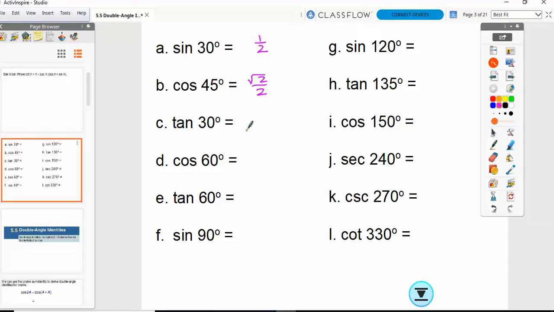Tangent is square root of the top over square root of the bottom, so radical 1 over radical 3, which turns into radical 3 over 3. Cosine of 60, so cosine is the bottom, so radical 1 over 2, so 1/2. Tangent, radical 3 over radical 1 is radical 3. Sine of 90, so if I fold in my 90, sine is square root of the top over 2, so radical 4 over 2 is 1.